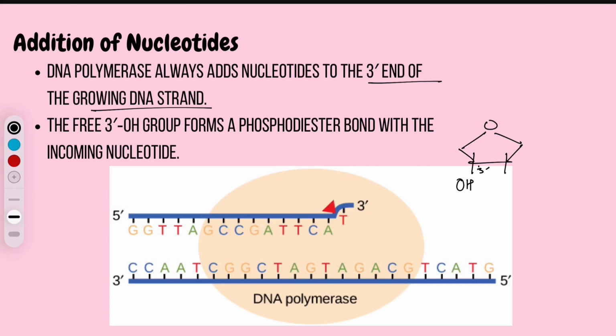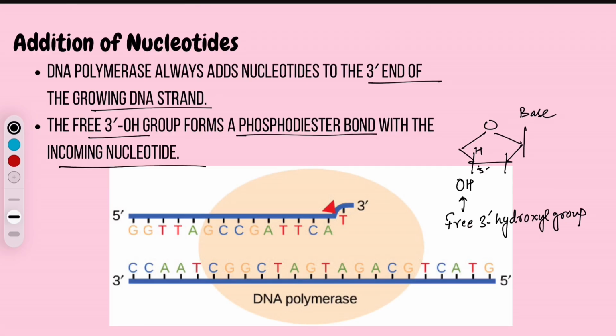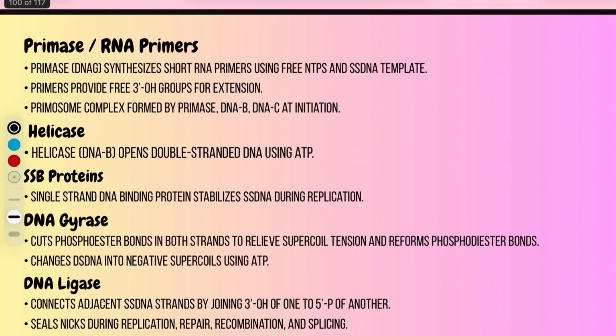This is the structure of the sugar you can see, and O is the free OH hydroxyl group where incoming nucleotides are added. The free OH group forms a phosphodiester bond with the incoming nucleotide, which is a very strong bond. We already know this. So here you can see on the leading strand how it is added at the 3' end.